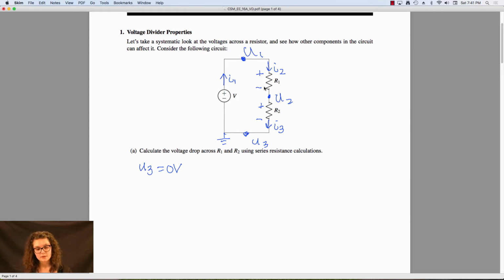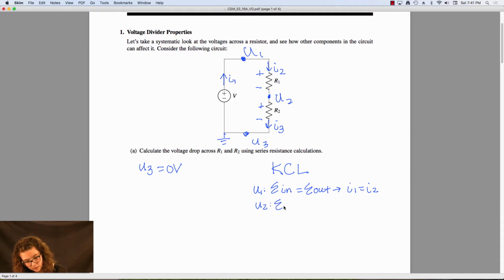So now let's do KCL. Since we have nodes set up and we have current set up, let's do KCL on each of these three nodes. So now for KCL equations. For U1, we can say that I1 is going in, so sum of the currents going in is equal to sum of the currents going out. So we can say that I1 is equal to I2. Likewise for U2, sum in equals sum out. So in U2 we have I2 going in and I3 going out.